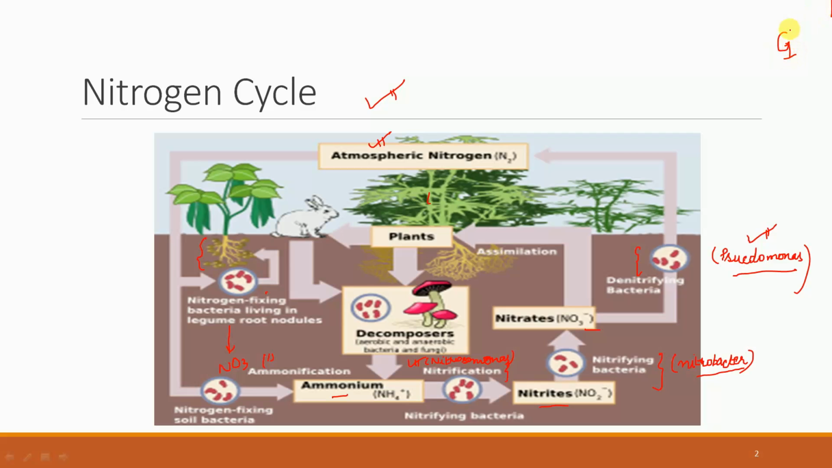Indeed, this is an important cycle. Please remember the names of the bacteria. Also remember the processes of ammonification, nitrification, denitrification. These are some important terms. So that's about the nitrogen cycle, and that's about our discussion today.